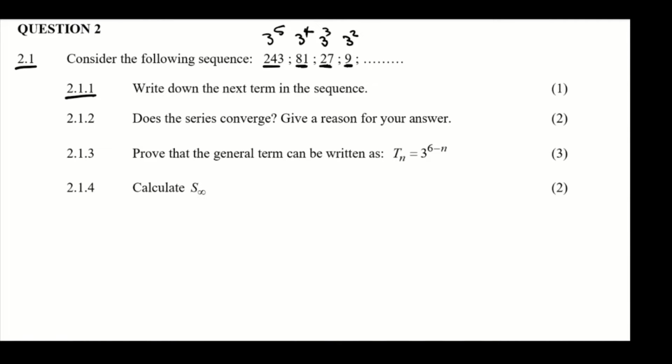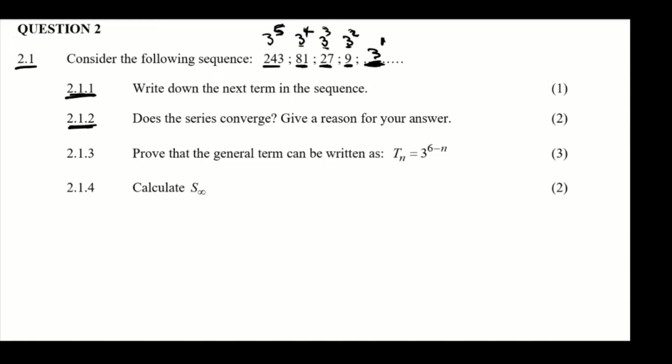So for us to prove that, we firstly don't need to prove it, we just need to write the following term, right? So basically what's common here is 3. Maybe you just need to note the power. It's to the power of 5 here, to the power of 4 here, to the power of 3, to the power of 2. Definitely, it has to be to the power of 1. So this is our next term for 2.1.1. It is 3 to the power of 1, right?